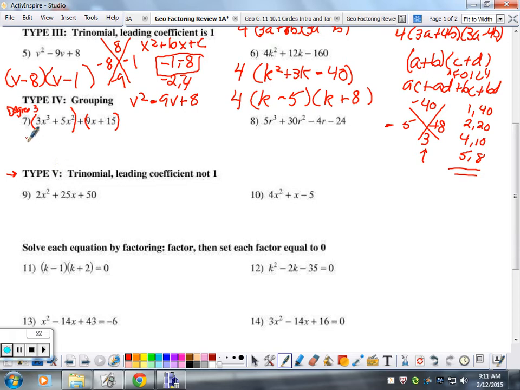Yes, there is a greatest common factor. Now, in the numbers, no. What about with the variables? What's the greatest common factor? x squared. Divide these by x squared. What's left? 3x plus 5, right?